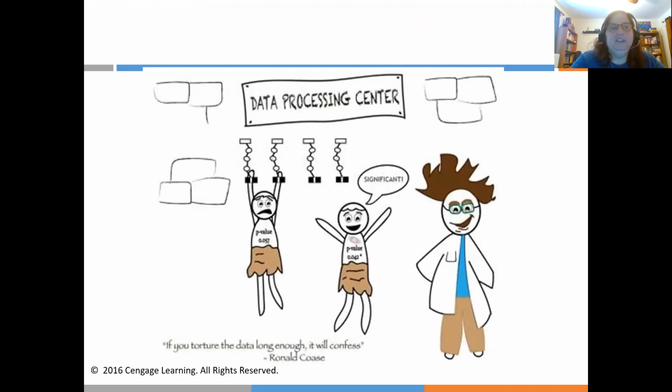And data processing center. So, if you torture the data long enough, you'll get a significant result. You've heard of that one? Okay. So this is like P equals 0.057, and this is P equals 0.042. Okay.